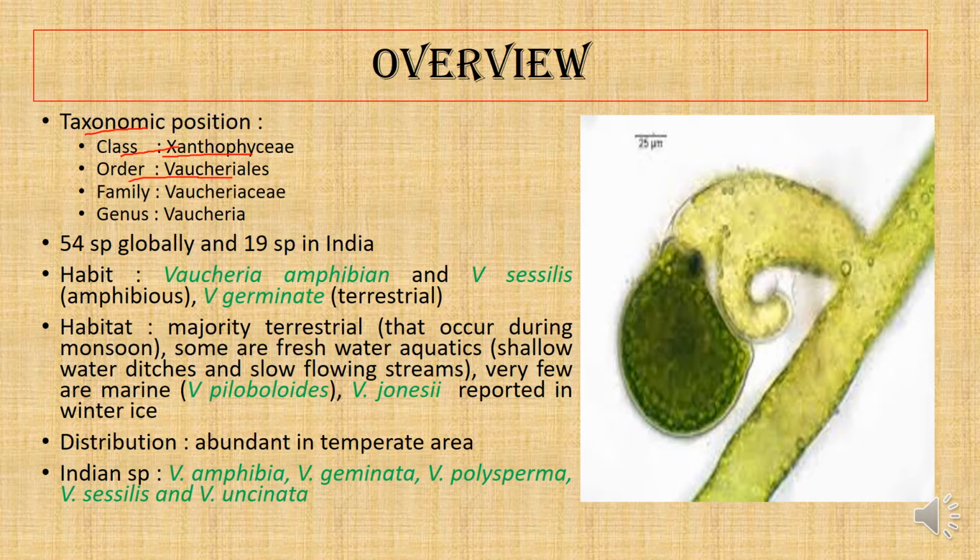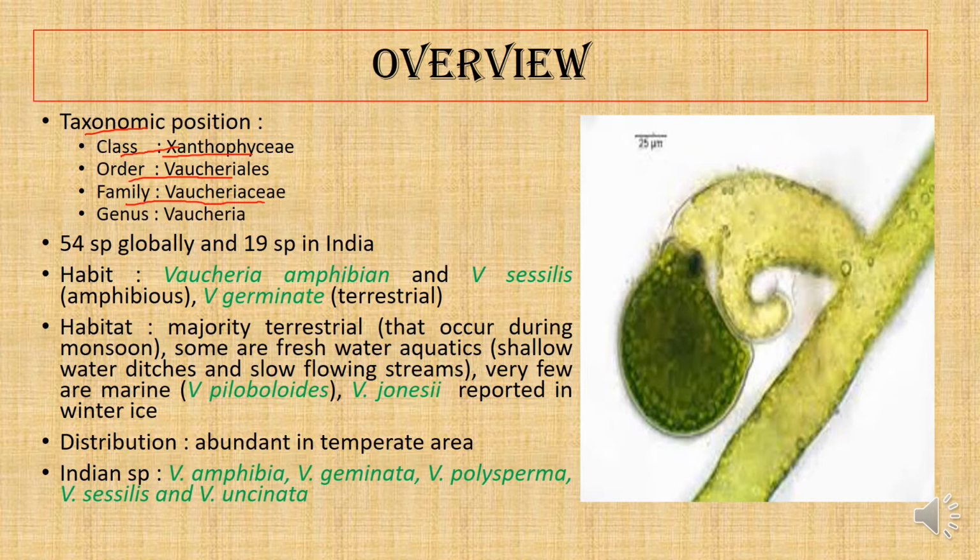In the order Vaucherialis, the algae mostly have a siphonaceous or coenocytic body where a large number of nuclei are present, but the protoplast is unable to form septation, and wall formation is not found. So this is quite common in order Vaucherialis. Now family Vaucheriaceae contains only a single genus, Vaucheria.